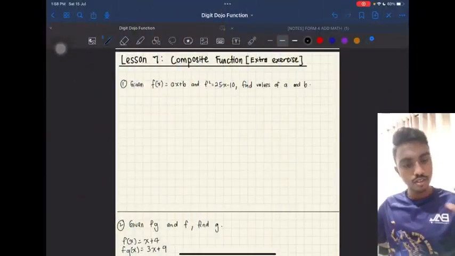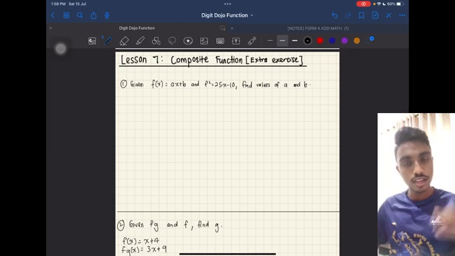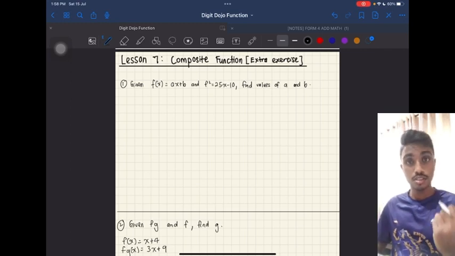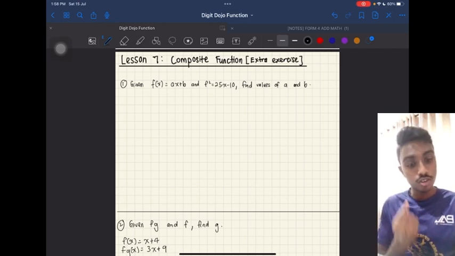Good day, everyone. Okay, so for today, we'll be looking at lesson 7, composite function extra exercises, so that we can understand these composite functions more clearly.